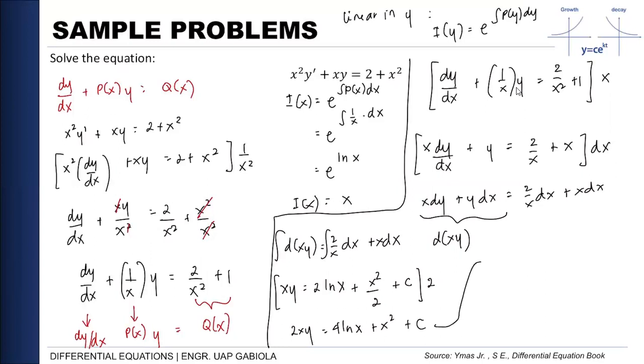Or we can just simplify this as x squared plus 4 ln x minus 2xy equals c. So this is our answer for this equation. So, si C, kahit naman i-transpose mo sa kabila, it will be C pa din. Kaya positive na lang. That is for the first example.